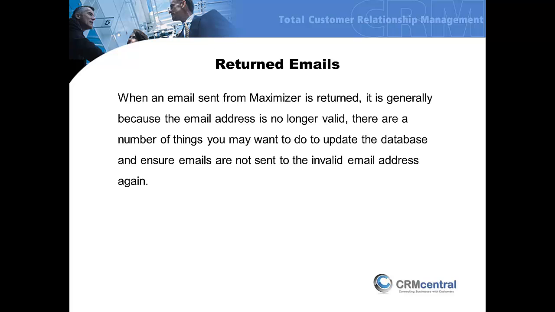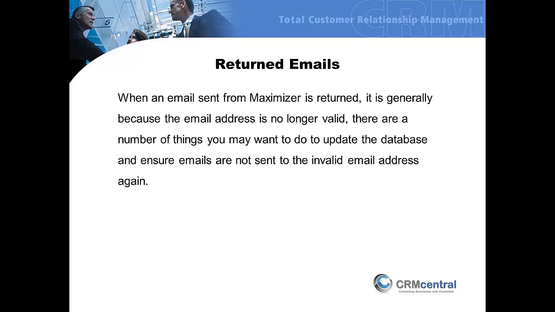When an email is sent from Maximizer and is returned, it is generally because the email address is no longer valid, or perhaps it was incorrect in the first place. Sometimes people leave an organization and their email address becomes invalid and gets returned from their email server. When the emails come back, it can be quite a process to go through these emails and update Maximizer so that this process doesn't happen again.